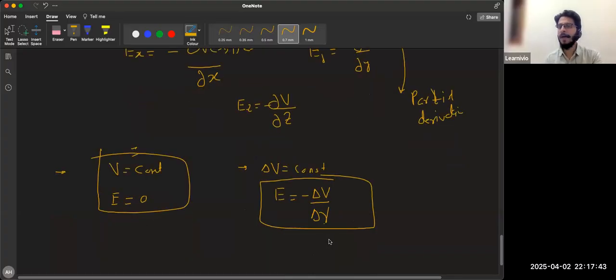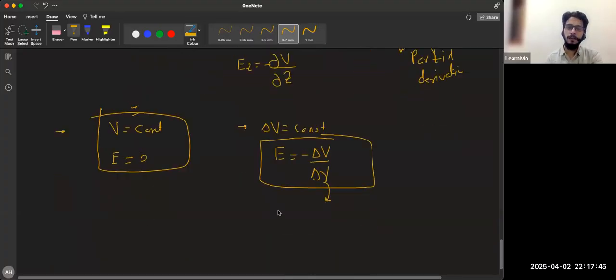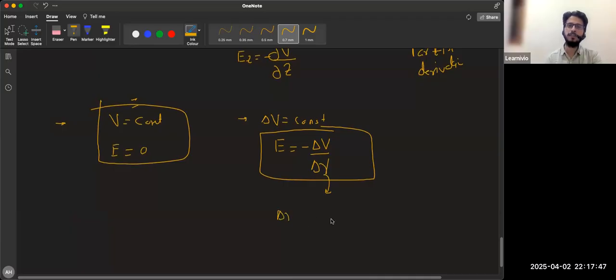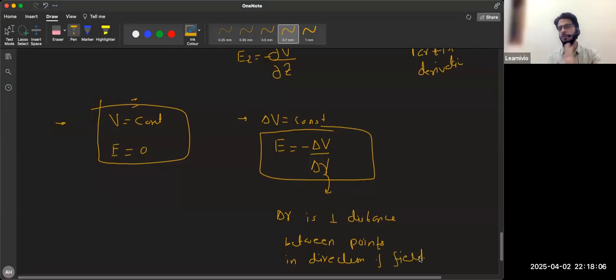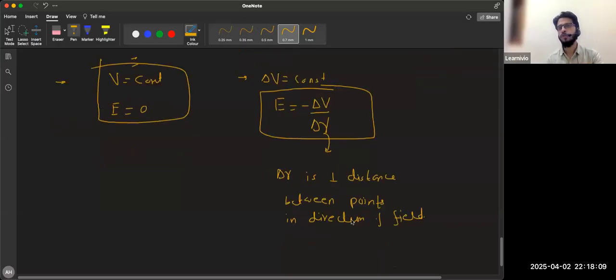Now this delta R is again tricky. What is delta R? Delta R is the perpendicular distance between points in the direction of field. All these things were in the class 12 board syllabus also, na? In the direction of field, that's it.